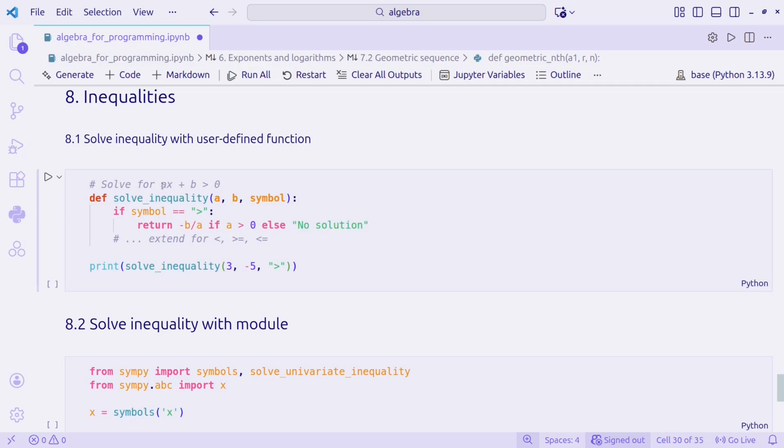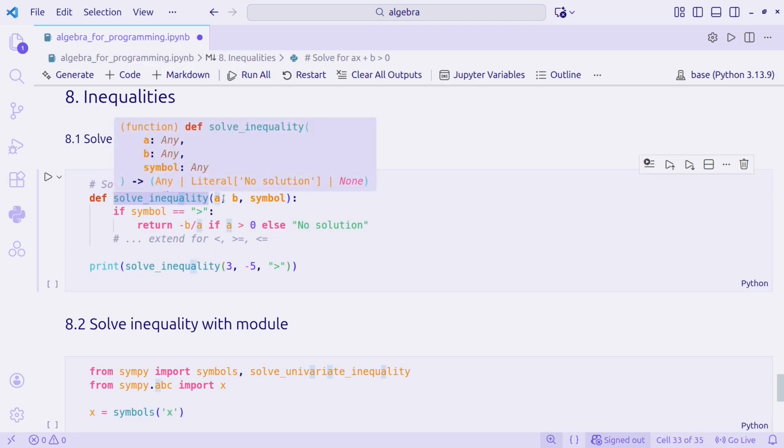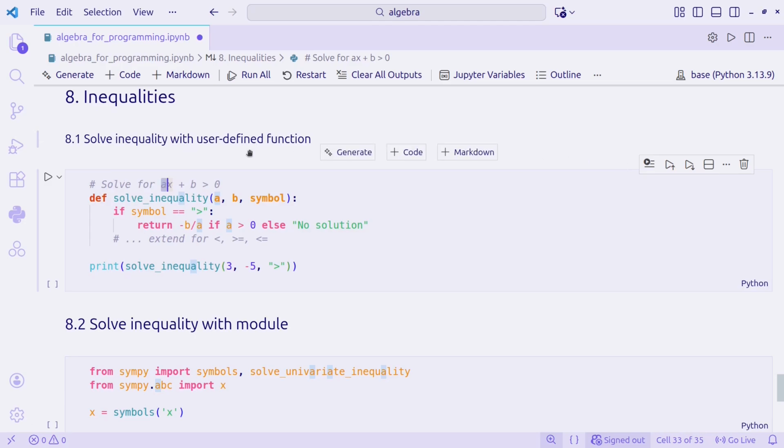So I want to solve for this inequality, ax plus b larger than 0. Of course, I have to make sure that a is larger than 0 before I can solve the inequality, okay? So I want to make a user-defined function to help us solve the inequality. I have to make a function that has a, b, and the symbol as the parameters of the function.